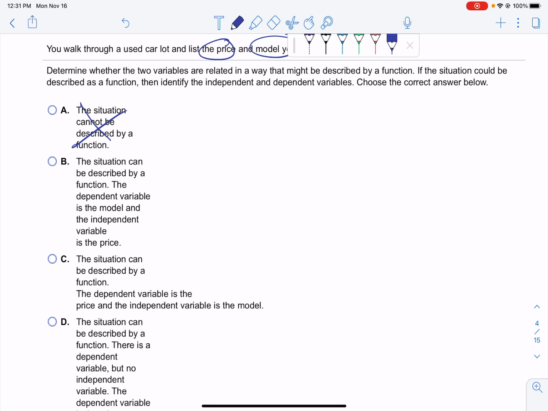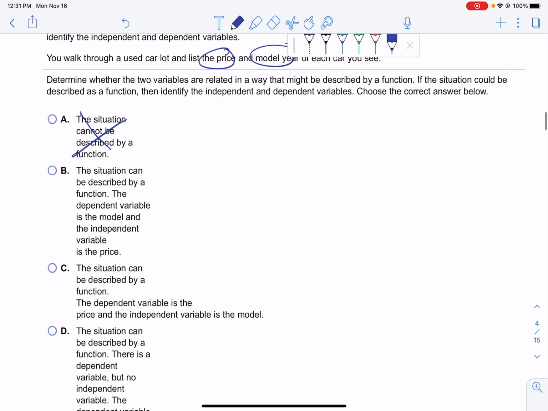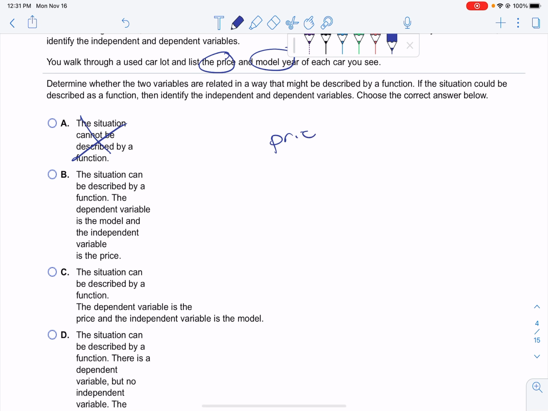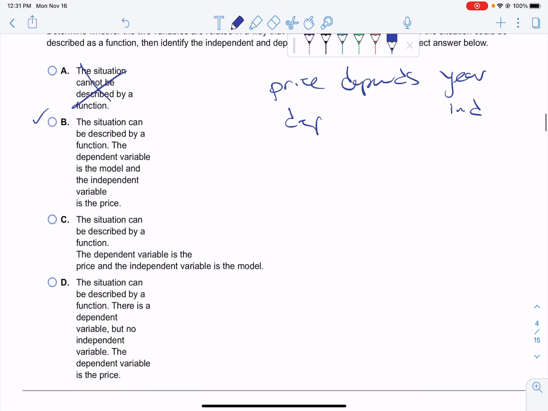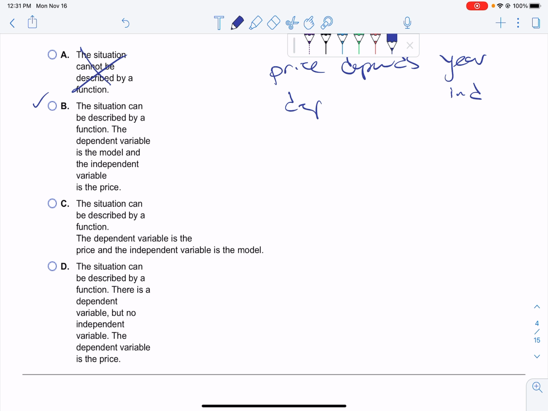Not that one. It can be described, the dependent variable is the model. Well, I think that the price depends on the year. So the year is independent and the price is dependent. So the dependent variable is the model and the independent variable is the price. That might be the right one. The situation can be described by the dependent is the price and independent is the model. Nope.